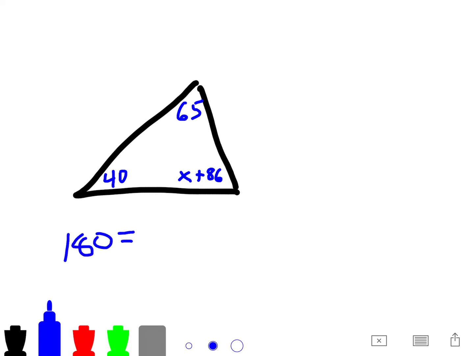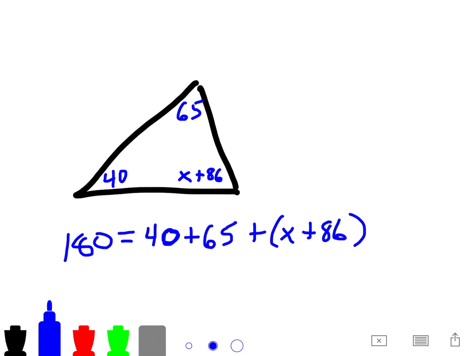So 180 equals, I'm going to add all the angles together, 40 plus 65 plus, what's this third angle? When in doubt, parenthesize, x plus 86. You don't have to use parentheses here, but it's a good habit to be in. Okay, now I'm going to combine my like terms. Do I need to distribute anything? Do I need to do anything inside of the parentheses? No, not really. So I could drop them if I want. It's okay. 40 and 65 and 86 are all like terms.